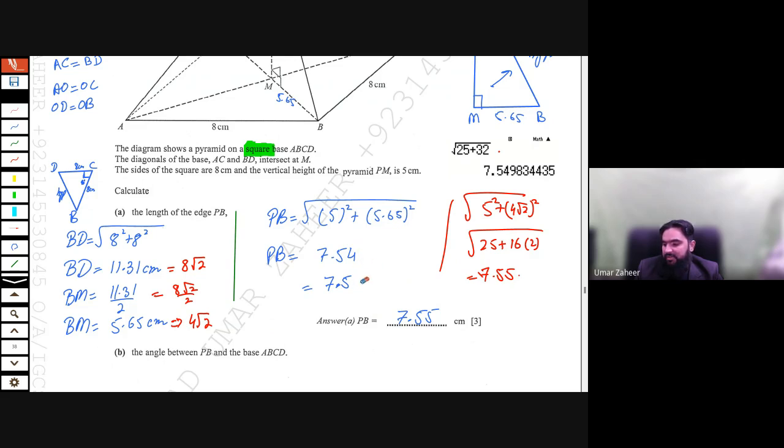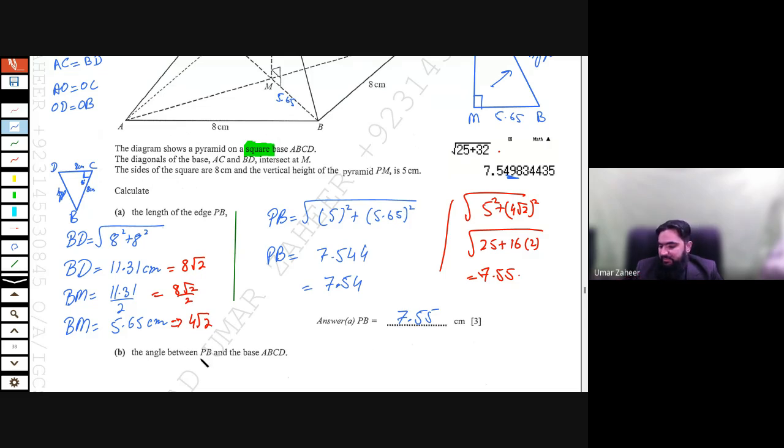Look at here. When I use the exact value, I will get 7.55, while the rounded one gave 7.54. Look at here, a huge difference happens. Yes, everyone, you get my point? Yes, sir. So you don't have to round off the values that are not the final answer. Just round off your final answers only. The rest of the values you need to write up to 3 to 4 decimal places.